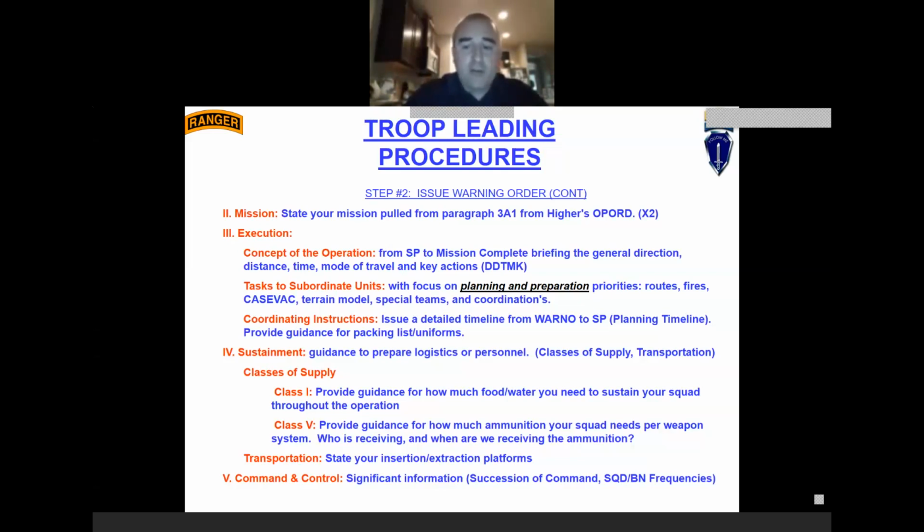A back brief is after they go back and do their planning, they say, hey, this is how I'm going to accomplish your intent. That's the difference between a confirmation brief and a back brief. A confirmation brief is done immediately there. A back brief is done a little bit later, after they've had time to do their TLPs. Does that make sense? Does anybody not understand this? I know we've repeated this in class, but it's been a while. I just want to make sure everybody understands the difference between a confirmation brief and a back brief.